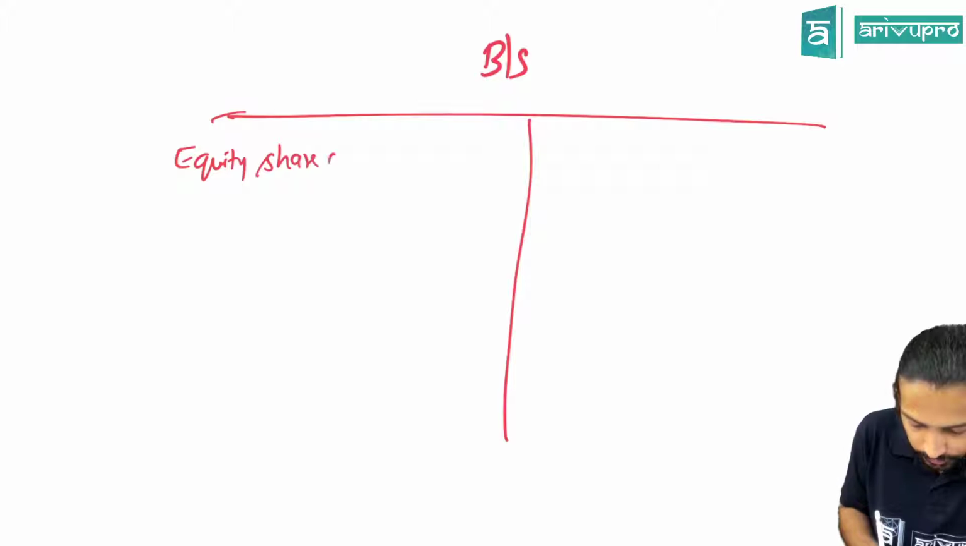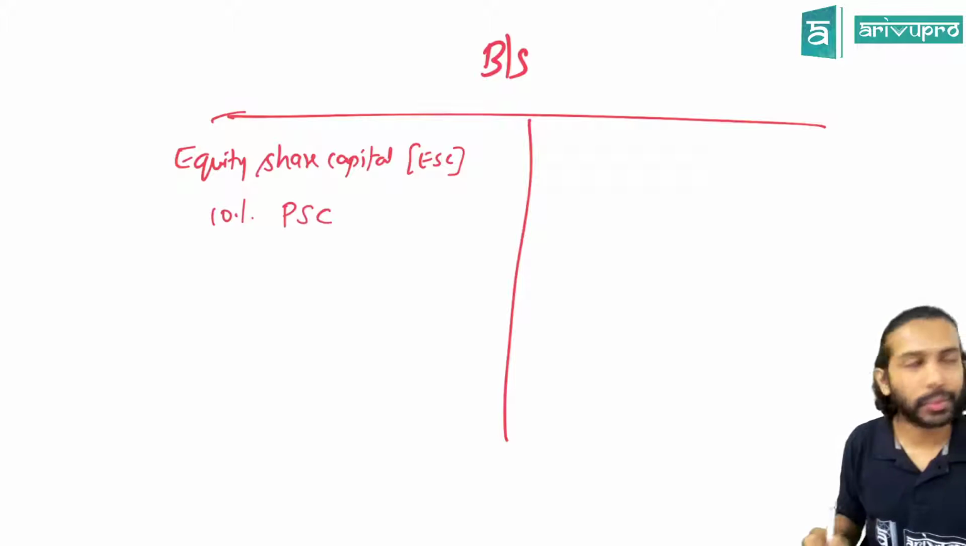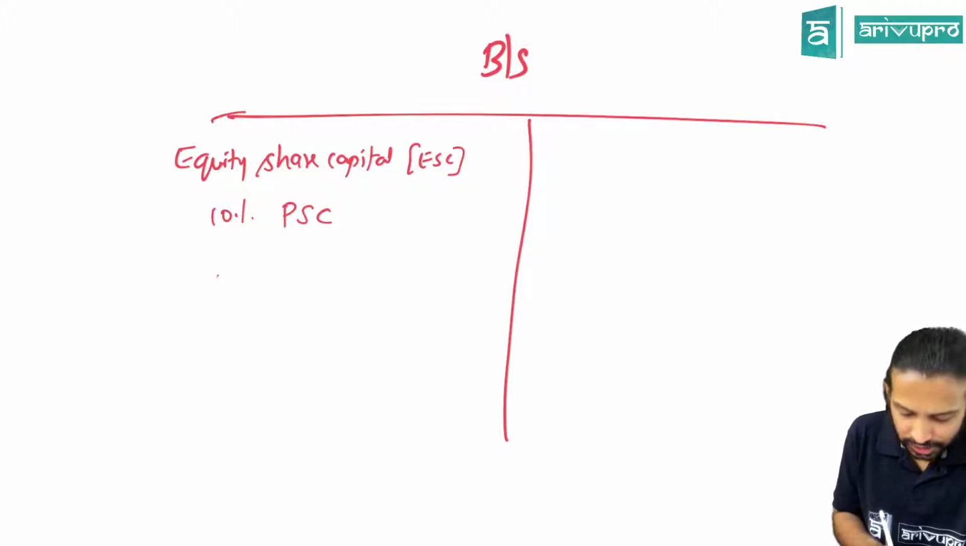Which I'll call ESC, just for understanding. Are we okay? Then we used to show, let's say, 10% PSC, which means 10% preference share capital. Then we used to have some debentures, let's say 12% debentures.